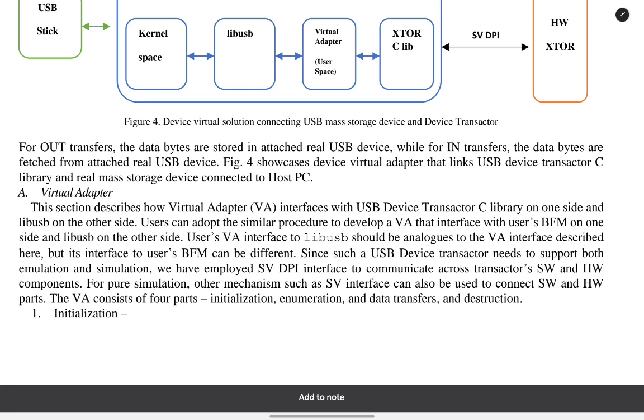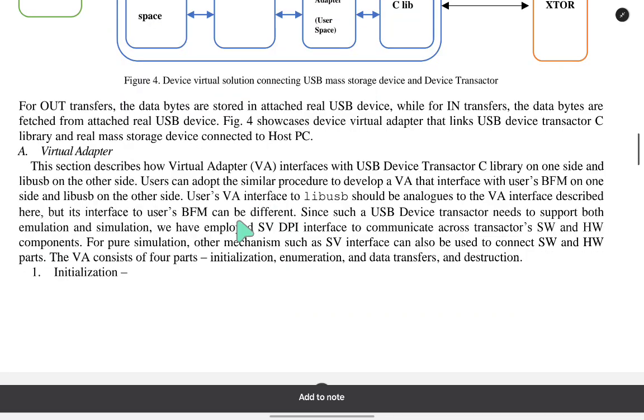Since the USB device transactor needs to support both emulation and simulation, we have employed SV DPI interfaces to communicate across the transactor software and hardware components. For pure simulation, other mechanisms such as an SV interface can also be used to connect the software and hardware parts. The VA consists of four parts: initialization, enumeration, data transfer, and destruction.